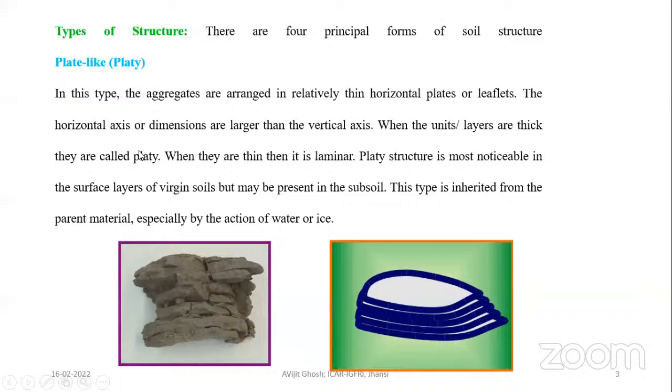So plate-like structure has two subtypes. One is platy, another is laminar. Platy is thick and laminar is thin. The platy structure is most noticeable in the surface layer of virgin soils, that means uncultivated soil, but it may also be present in subsoil. It is often asked in competitive exam questions: undisturbed soil has which type of soil structure? It is plate-like soil structure. This type is inherited from the parent material, especially by the action of water or ice.